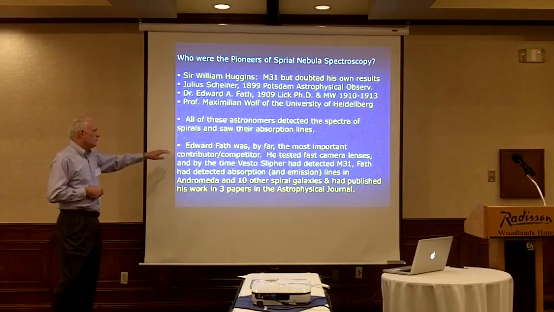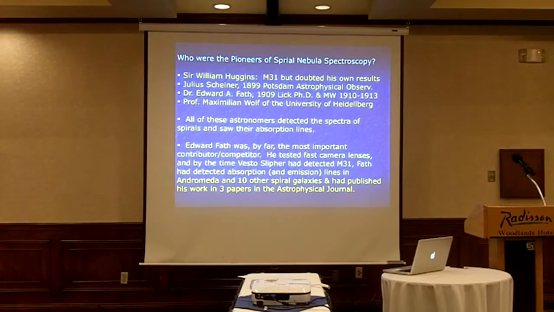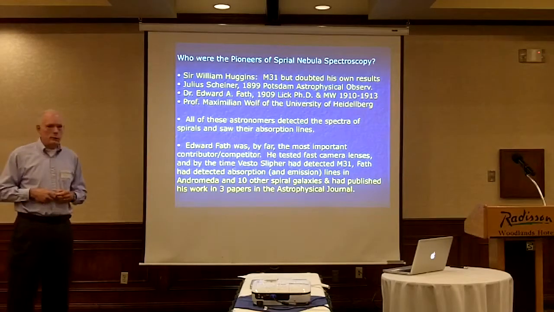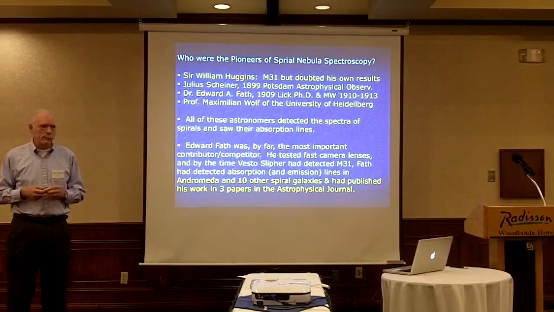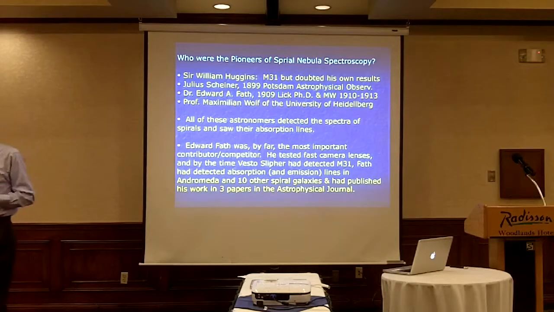But Fath was the most important contributor, or you might say competitor, at that time. He tested camera lenses when he was a student at Lowell Observatory for his PhD thesis. He tried at one point an F3 lens and was able to see the absorption line spectra of spirals. He then switched to an F2 lens for his work.